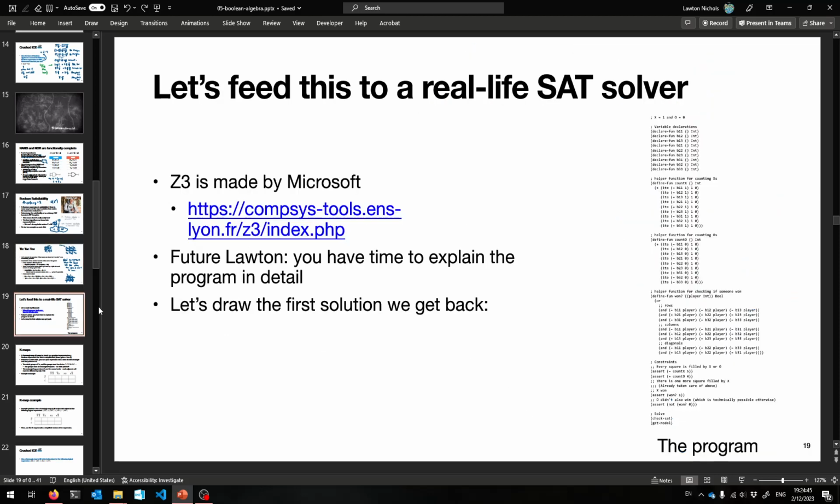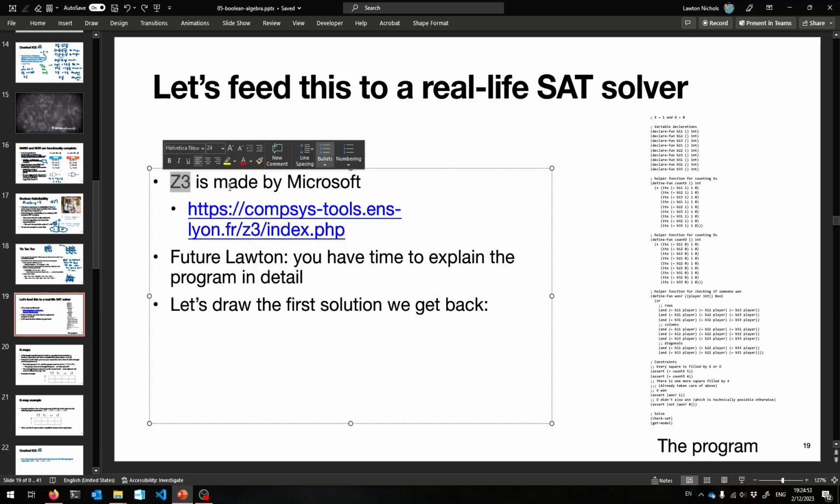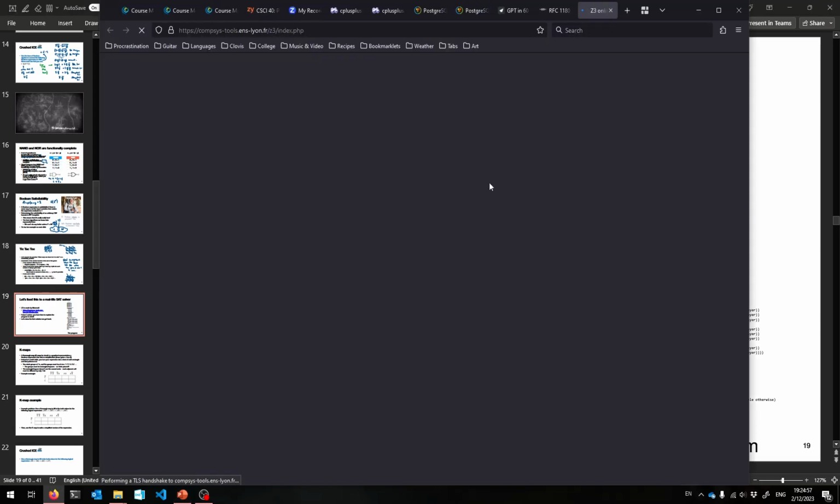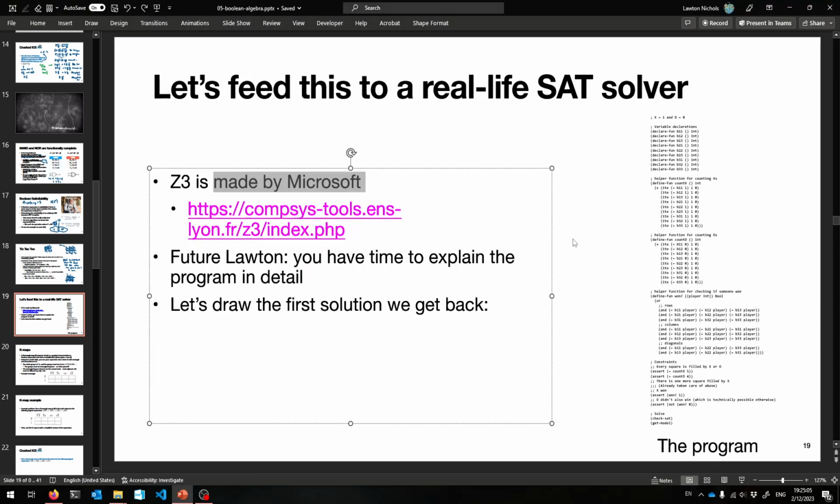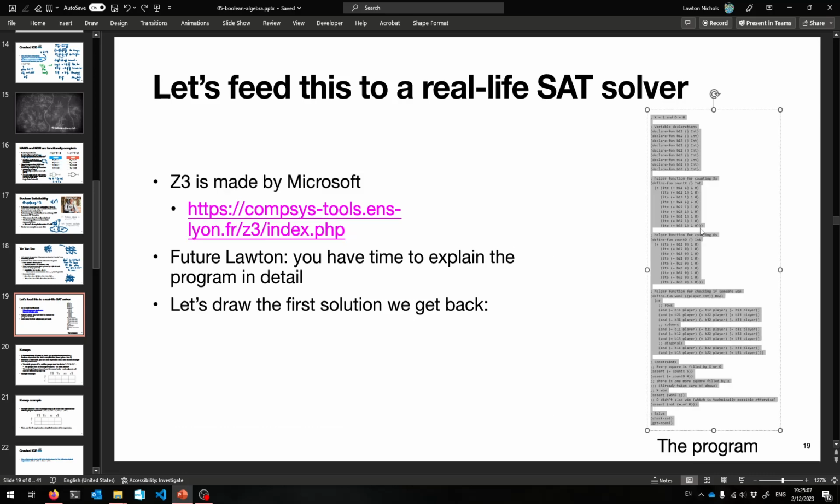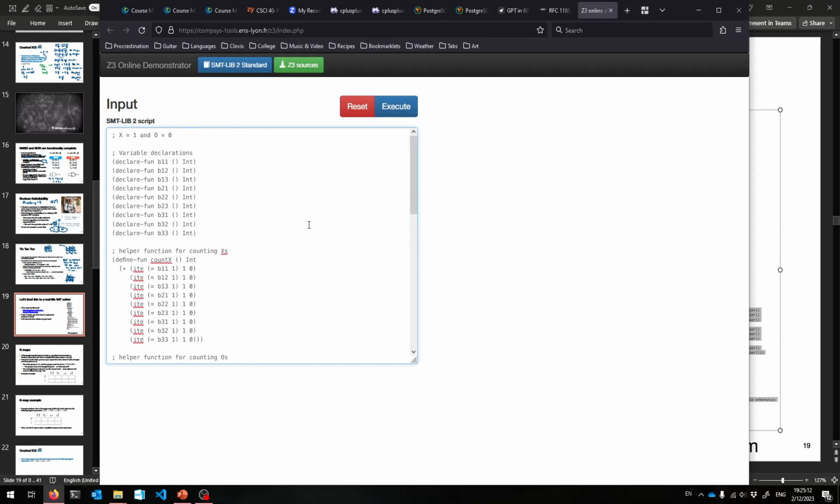So let's feed this to an industrial scale SAT solver, satisfiability solver. The most popular one these days is called Z3. It's made by Microsoft, and there's a fancy website here that lets you try it out. And so here it is. Just a sample one. You can execute it, reset it. But I'm going to replace all this with a program. Looks kind of like Racket. They use the Lispy syntax. With a program that is going to solve for when this game is over and X or O won.